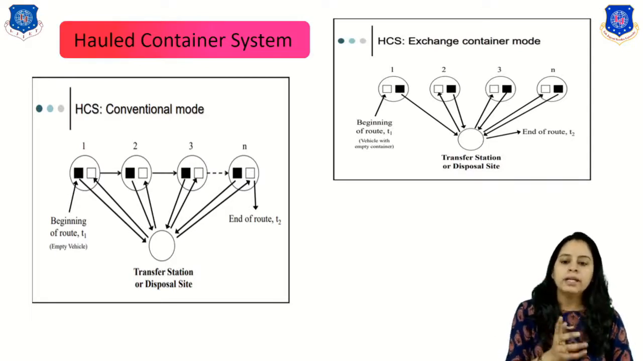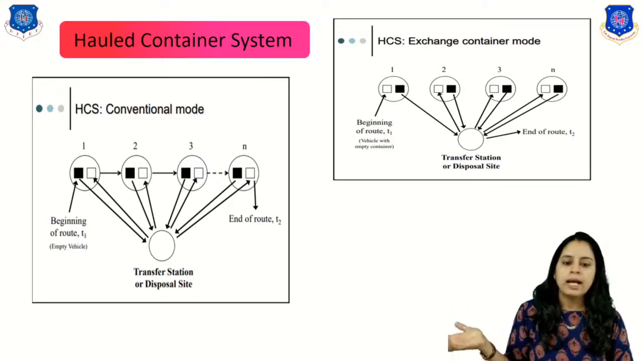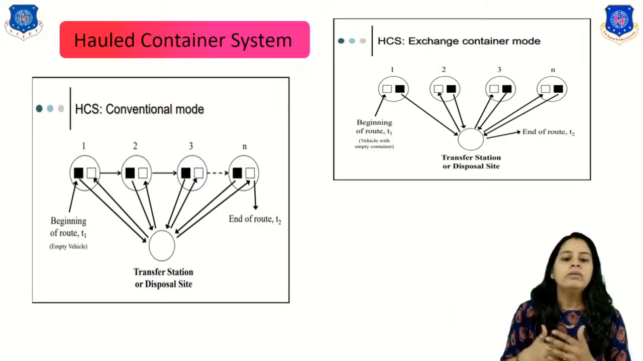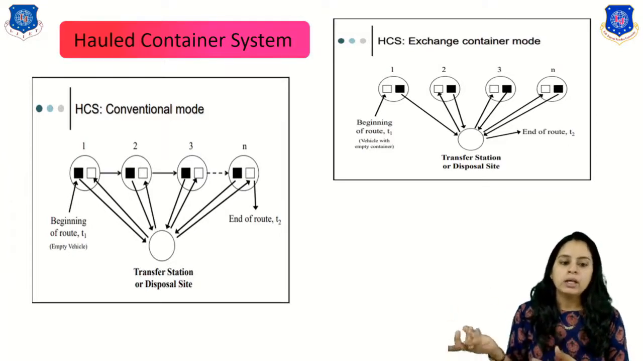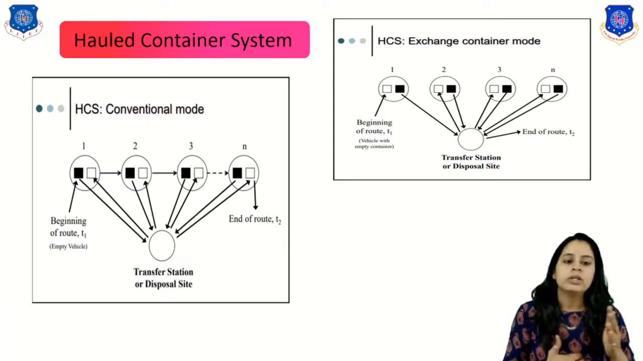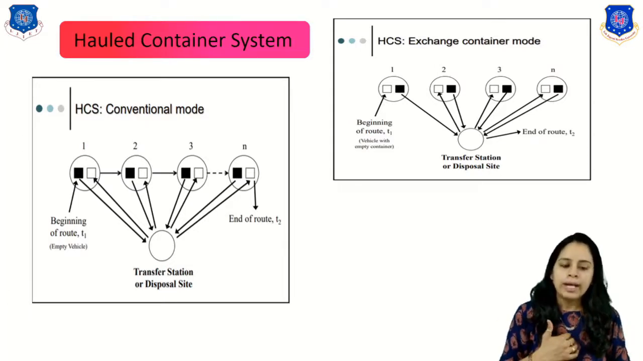Here the second method is the exchange container route. You can also see the beginning of the route with the vehicle carrying the empty container. It goes to the second station, then the third station, up to the end station, which is the end of the route.